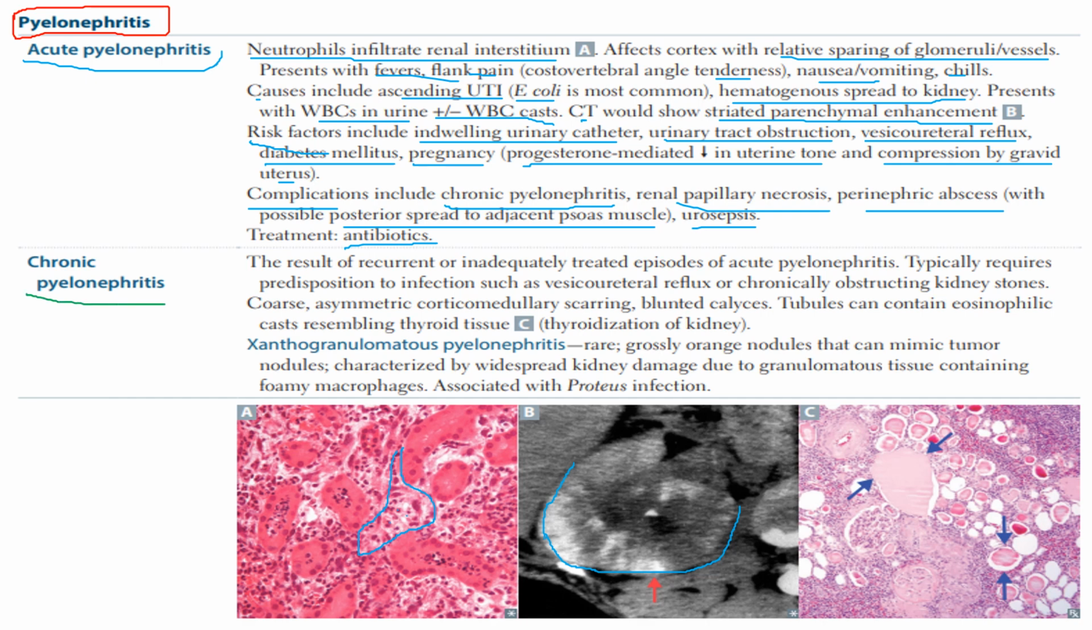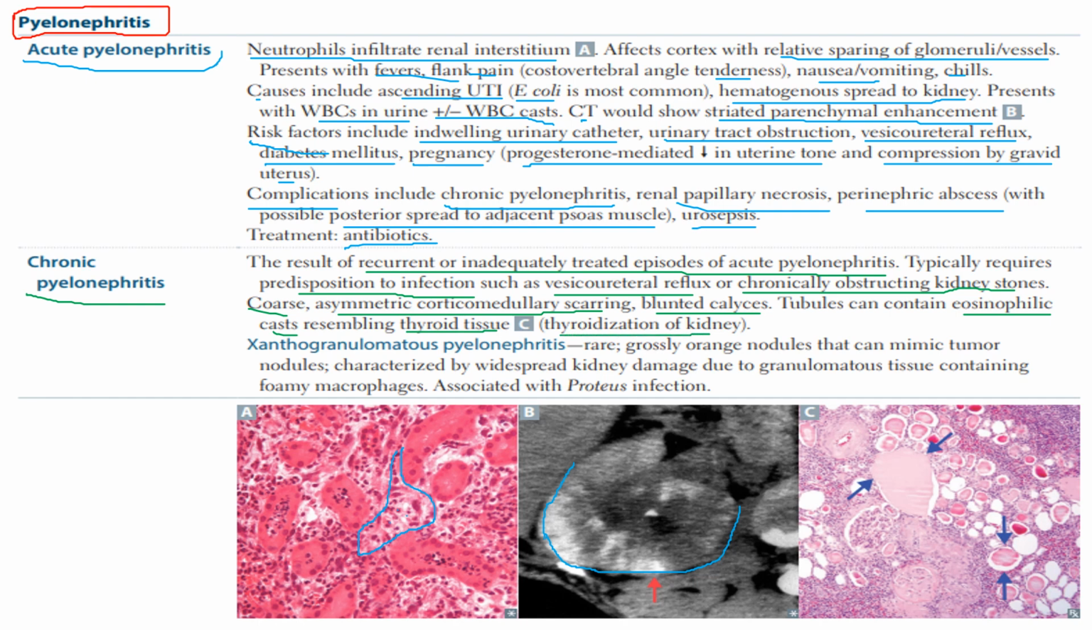Chronic pyelonephritis, the result of recurrent or inadequately treated episodes of acute pyelonephritis, typically requires predisposition to infection such as vesicoureteral reflux or chronically obstructing kidney stones. It causes asymmetric corticomedullary scarring and blunted calyxes. Tubules can contain eosinophilic casts resembling thyroid tissue, which is also known as thyroidization of the kidney.